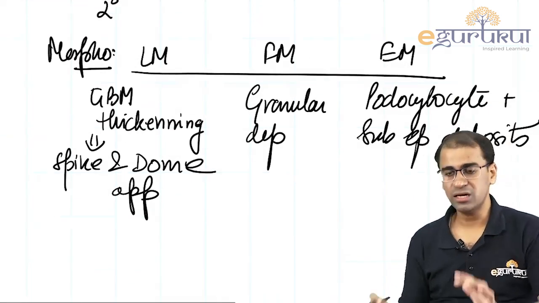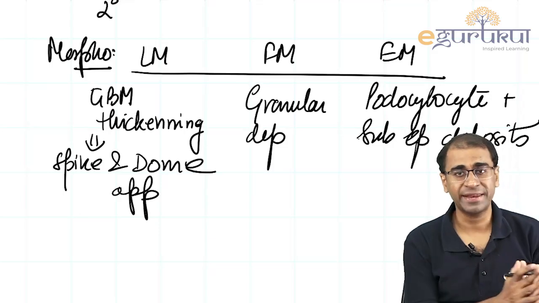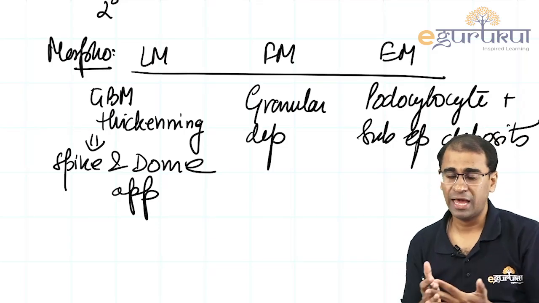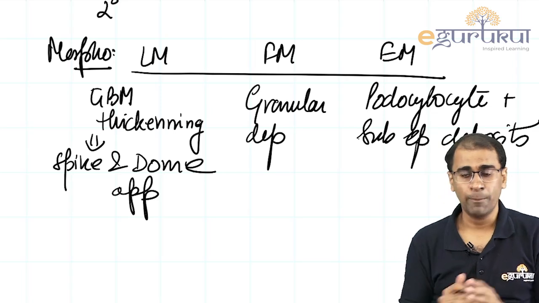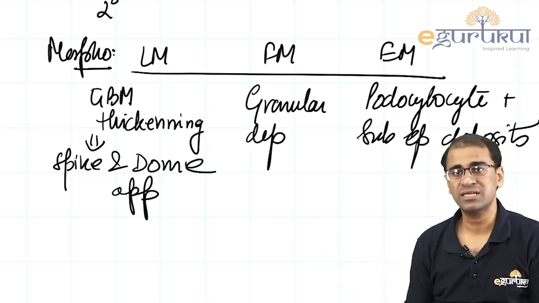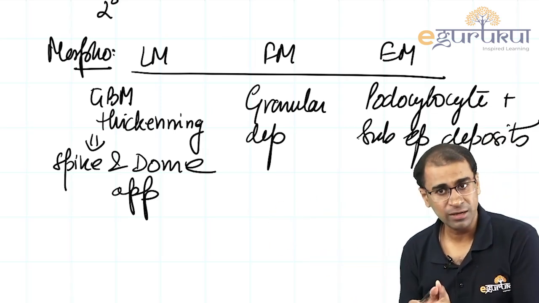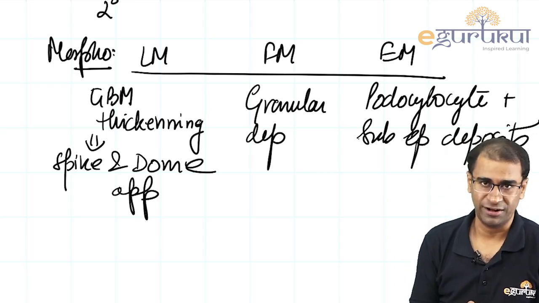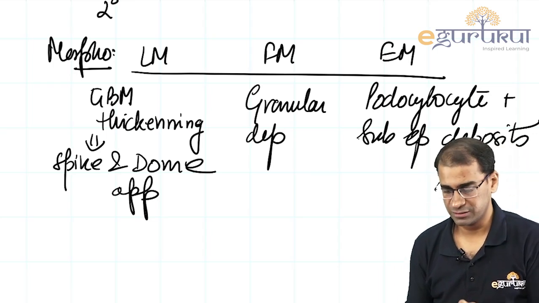So, if you see a podocytopathy without any other finding in the LM, EM, or FM, it becomes minimal change. But if you see the same thing with a spike and dome appearance in the LM, light microscopy, it then becomes membranous glomerulonephritis, okay.